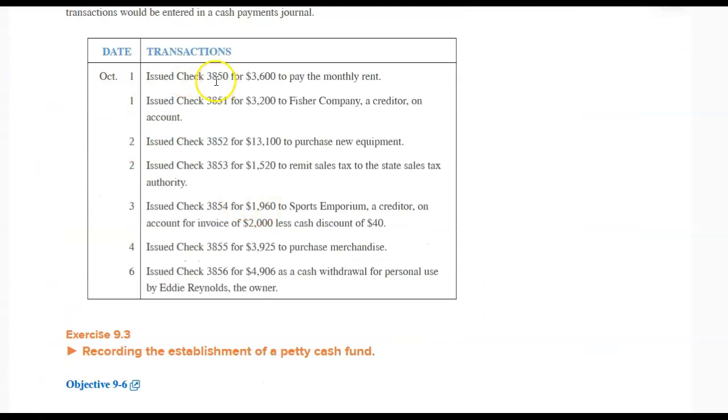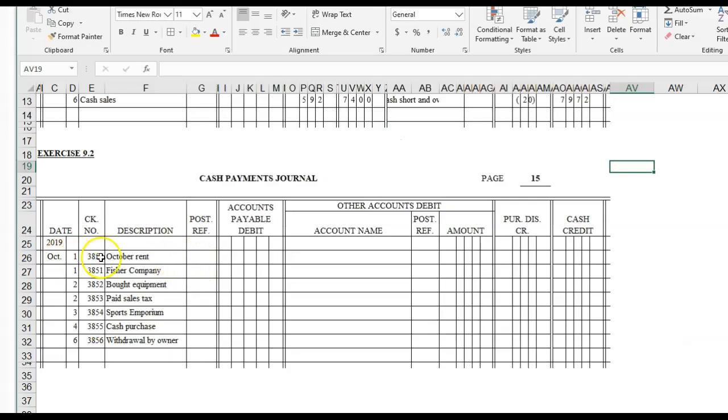Issued a check 3850 for $3,600 to pay the monthly rent. So let's go back to the problem. We've got the rent right there. We've got the check number, so you didn't have to do all that. Don't have to worry about the post reference because we're not posting to the ledger right now. But what we're going to put in here under October rent is just rent expense.